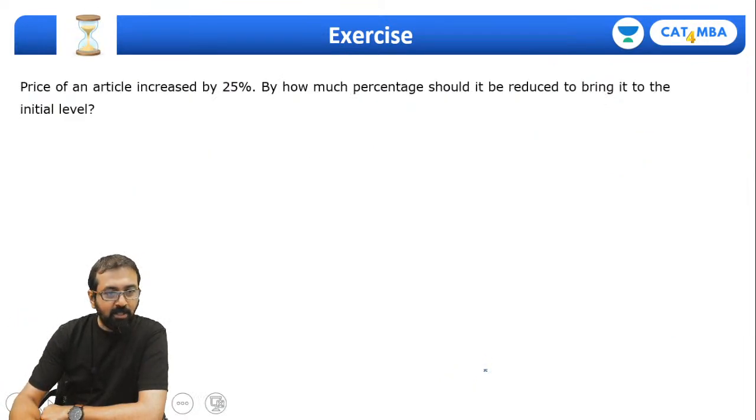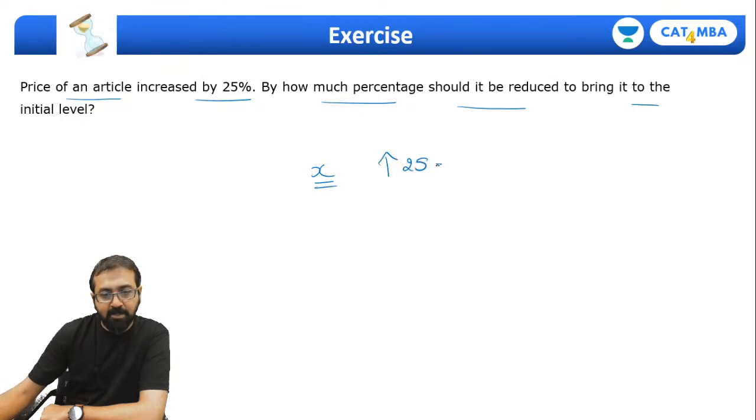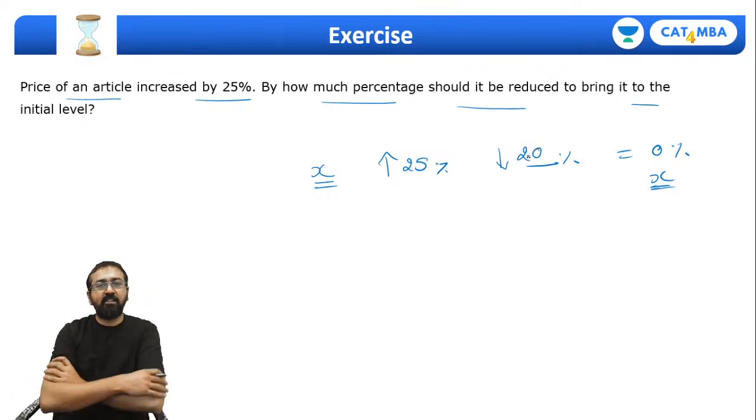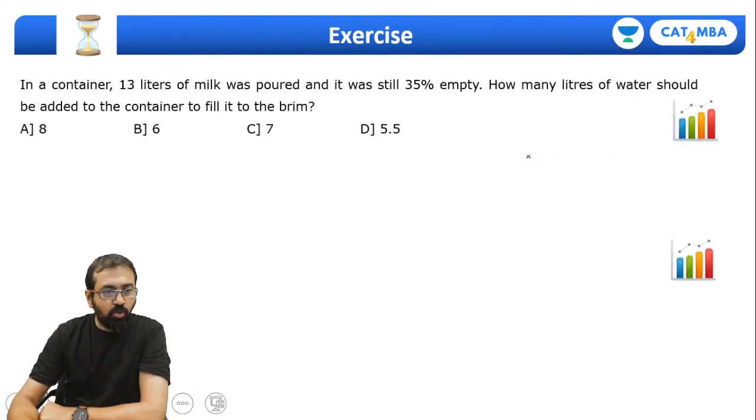So this was a simple question. Let's look at this one. The price of an article increased by 25%. By how much percent should it be reduced to bring it to the initial level? If the price of the article is X, and we increase it by 25%, by how many percent should I reduce it to get 0% change, that is, bring it back to X? Can I say it should be reduced by 20%? Everyone? It's a simple question. Correct. So let's take one more.